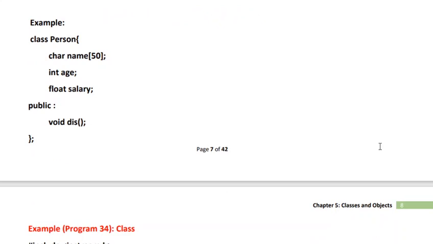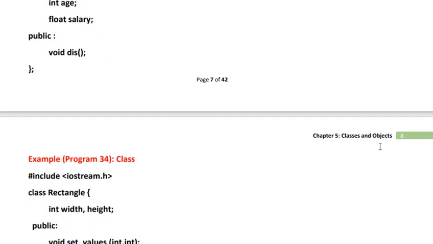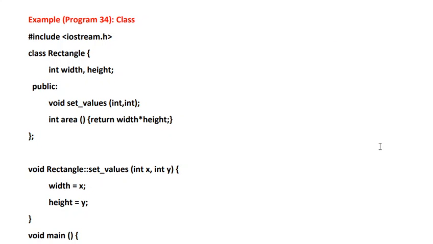Now here we have a very simple example where we have a class person. There are a set of data members, name, age, and salary, and we have a function publicly placed, that is display. So here we have a very simple example of a class. So here we have a class with integer width and height as members, and we have a function set values that will take in integer values.